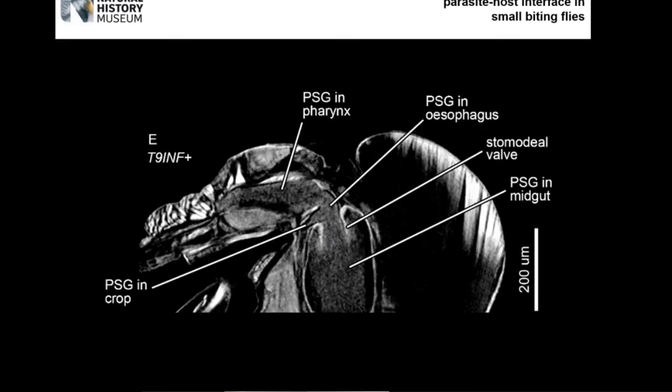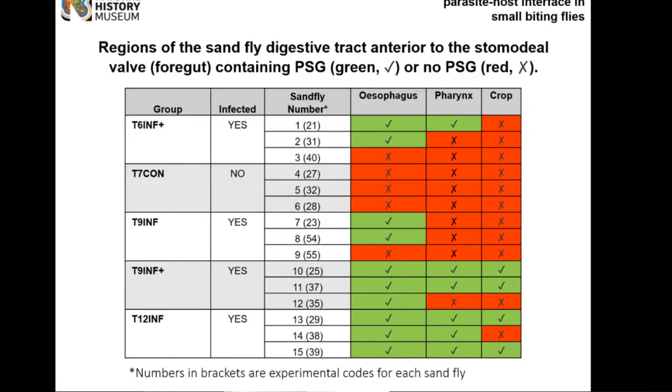We also noticed that the PSG, the gel, was evident not only in the midgut, but in some specimens entered into the esophagus, the crop, and was also found in the pharynx. And if you compare here the different groups, so we had 3 flies in each group, and obviously the control ones. So this is esophagus, pharynx, crop.